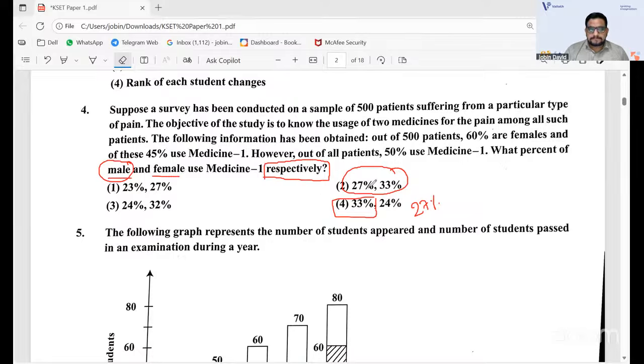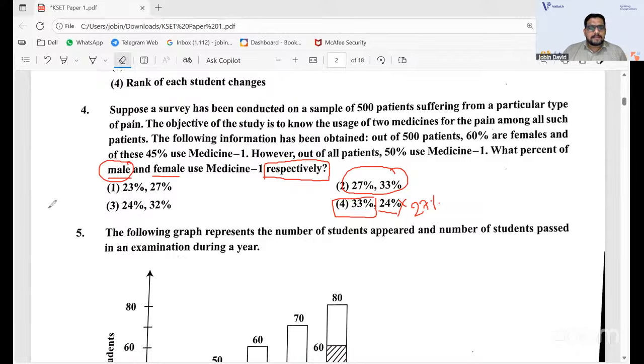So if it is first 33 percent, option 4 would be correct, but the second part is not correct. 24% is not the answer. 27% is the right one. But you have option 2, 27% and 33%, as the right answers, but it is just twisted. But we need answers in respective order because it is given in the question paper.